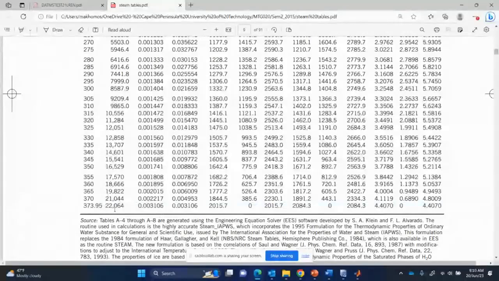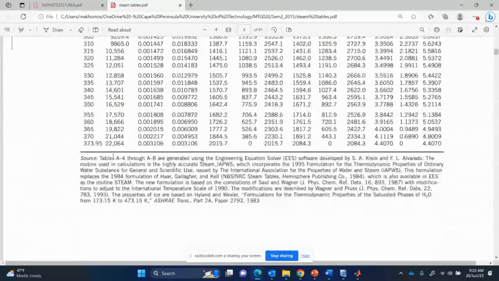Remember last week we defined what the critical point is. So the properties of water, as in temperature and pressure, at the critical point are 373 and 22 megapascal. You can see that they are here. This is the critical point of water. Again, if you are dealing with another fluid, this is going to change. It won't be 373 or 22 megapascals.